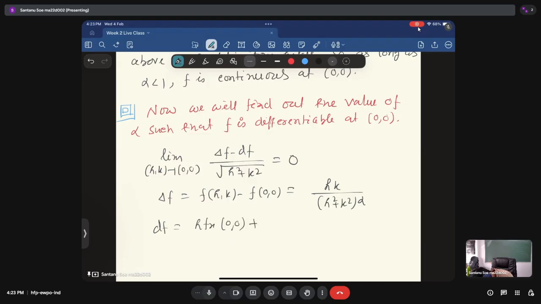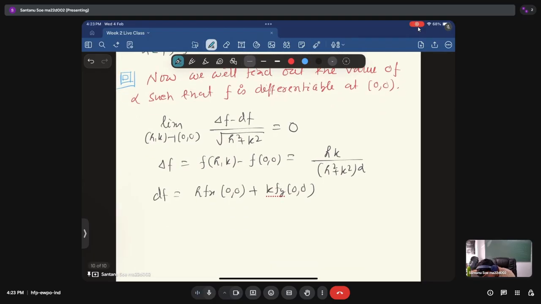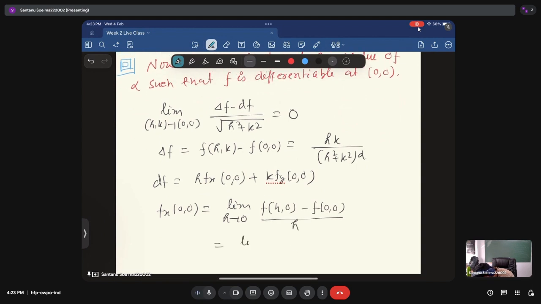h f_x(0,0) plus k f_y(0,0). Okay, so now first we have to find out the values of f_x(0,0). So this will be limit h tends to 0 of f of (h, 0) minus f of (0, 0) divided by h, and this is simply 0. This is because f of (h, 0) is nothing but h times 0 by (h square) to the power alpha, divided by h, and this is 0.